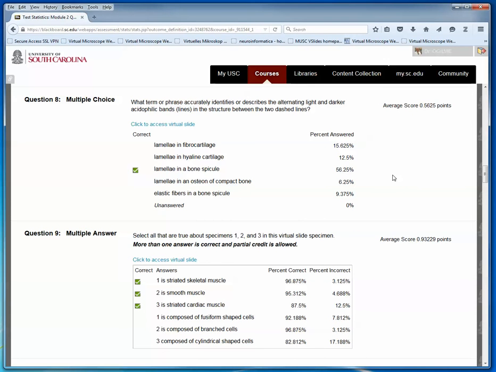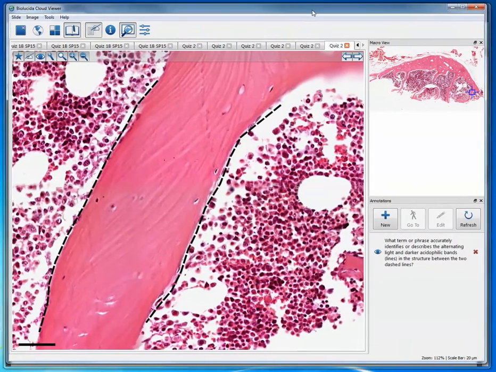Okay, here's a question where a specimen of a bony spicule was presented, and the correct answer was lamella. You were asked to choose the answer that best describes the alternating light and darker cytophytic bands in the structure between the two dashed lines. So you had to recognize it was bony spicule and not cartilage and not compact bone, because there were no Haversian systems there. And here's the specimen.